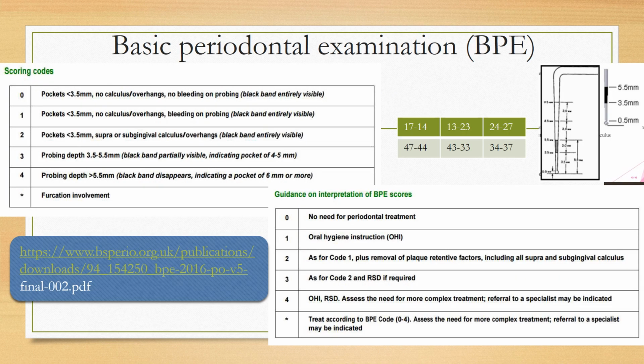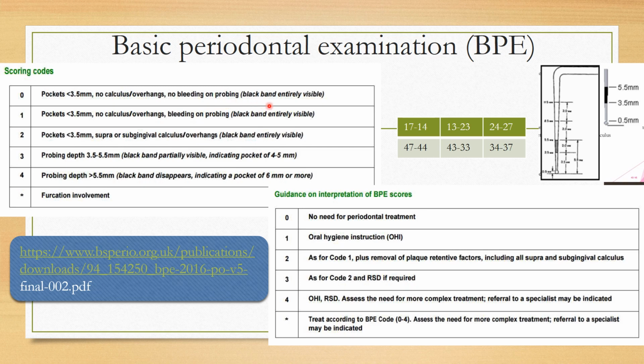Coming to the basic periodontal examination, BPE, which is important. We will be assessing sextants, that is 17 to 14, 13 to 23, 24 to 27, 34 to 37, 43 to 33, and 44 to 47. The scoring codes are 0, 1, 2, 3, 4, and star. For 0, 1, 2, pockets will be less than 3.5. With 0, there is no calculus or overhangs and no bleeding on probing.